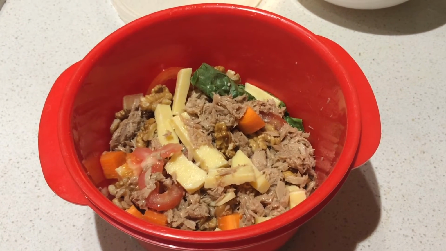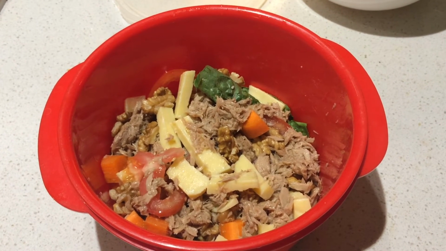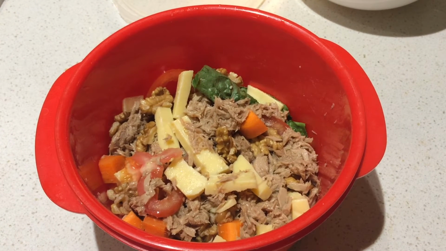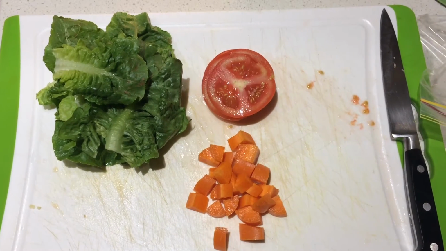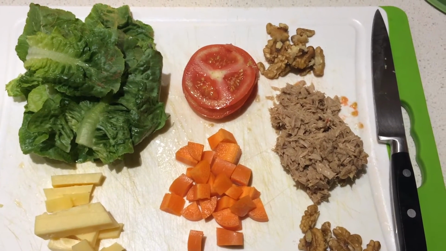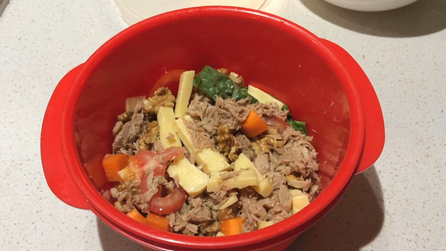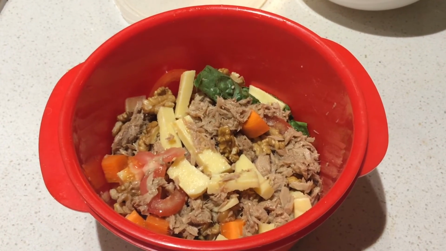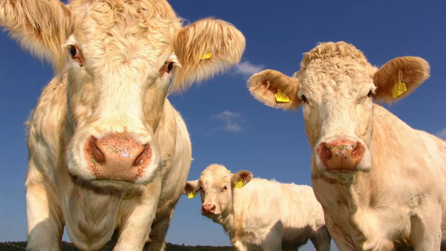To talk about the composition of trade, we'll use the example of this salad. This delicious salad is composed of lettuce, tomato, carrot, tuna and cheese, and walnuts for some reason. Composition simply equals the components of a salad, or in our case, of trade. With trade, we talk about the composition of Australia's exports and imports.